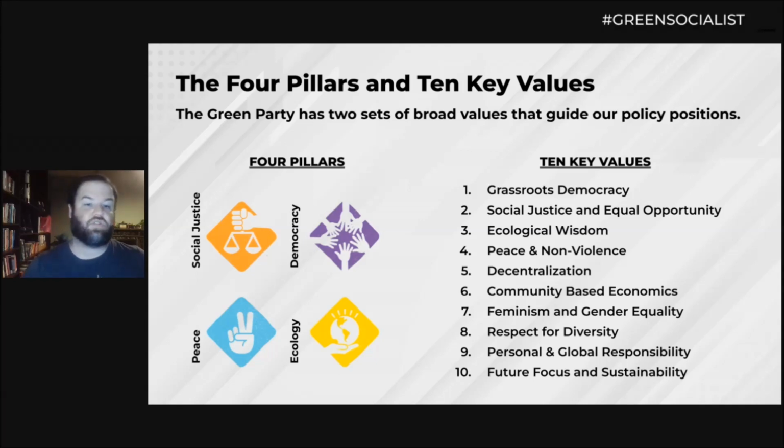The 4 pillars are social justice, democracy, peace, and ecology. Those break down further into the 10 key values, which provide a little more detail in terms of what we're talking about with those 4 broad pillars. And the 10 key values are grassroots democracy, social justice and equal opportunity, ecological wisdom, peace and nonviolence, decentralization, community-based economics, feminism and gender equality, respect for diversity, personal and global responsibility, and a future focus and sustainability.